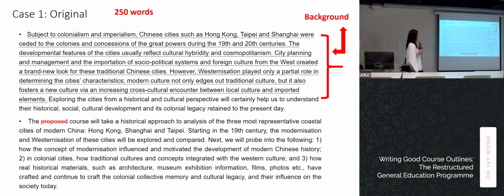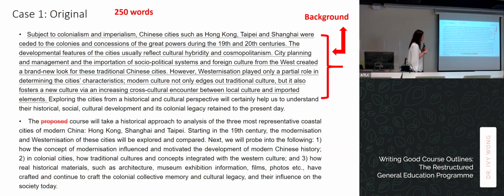Okay, so now I want to talk about the course aim. So the writing of the course aim first. This is an example that I picked from one of the courses that we have. If you take a look at this original one, it's about 250 words. Now, writing a course aim is quite tricky. Usually this is a bit too long. I would suggest 100 words would already be sufficient.